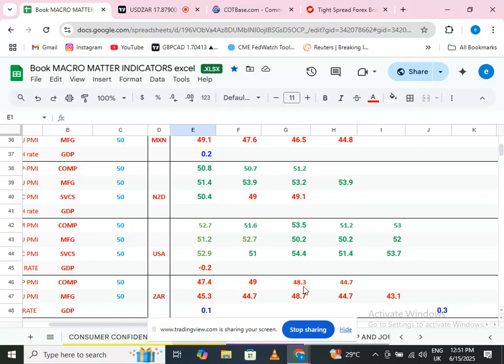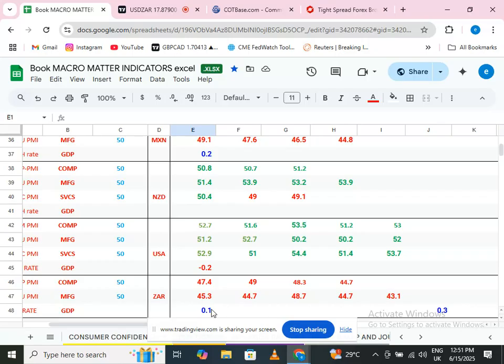Let's look at the GDP. Currently, for the first quarter of 2025, US gross domestic product is at negative 2.8, guys. You see, as I said, the US economy is not strong. Look at South Africa, it is at positive 0.1. So what does it mean to the market? It means that the South African economy is stronger than the US economy.